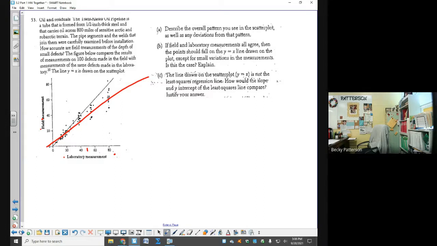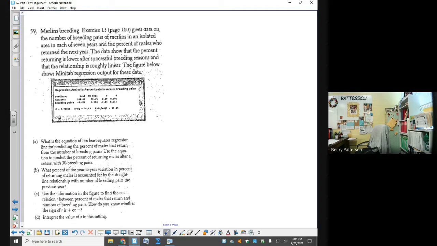So how would the slope and the y-intercept change? Well, how would the slope change? It would decrease. Yeah, the slope would decrease. What about the y-intercept? Increase a little bit, not a lot. Yeah, I like it. Moving on. 59. Yep, 59. All right. Merlin's breeding.